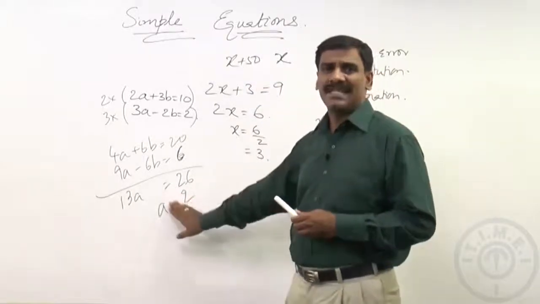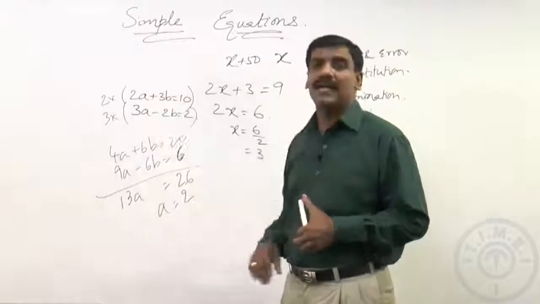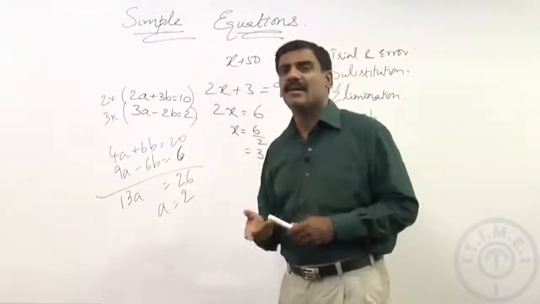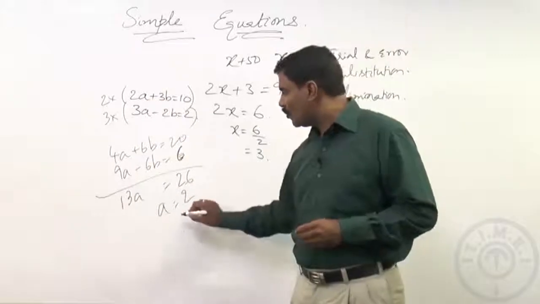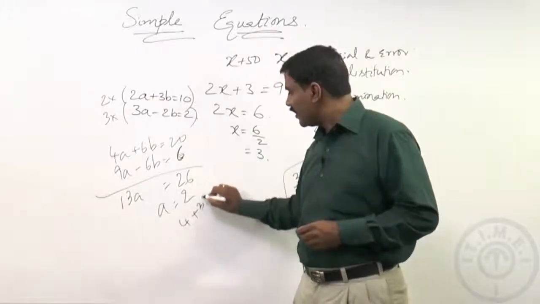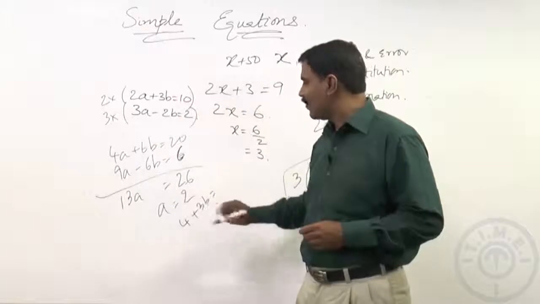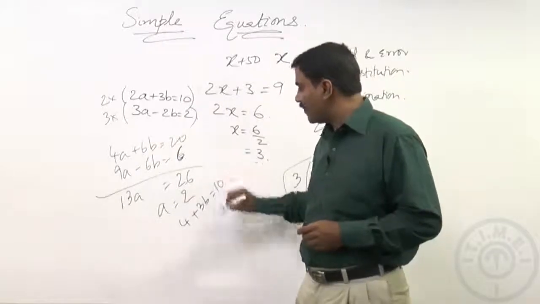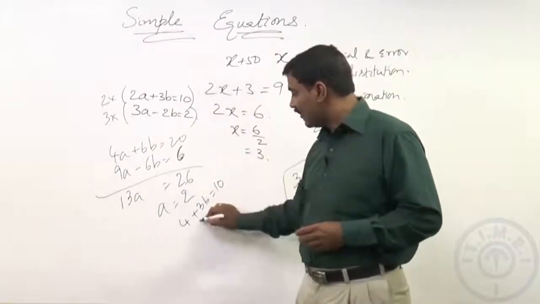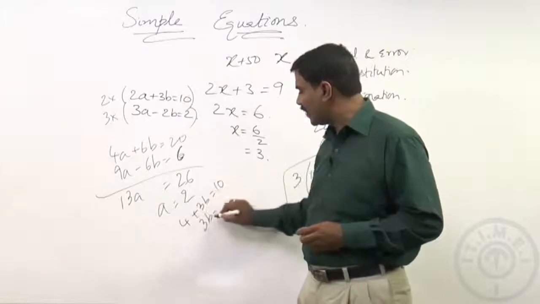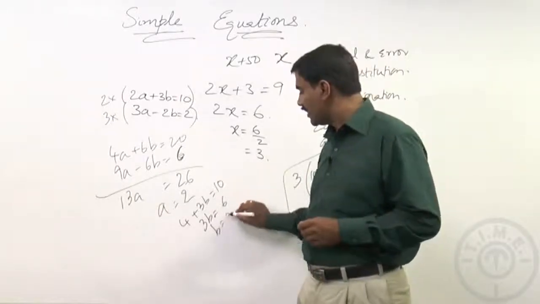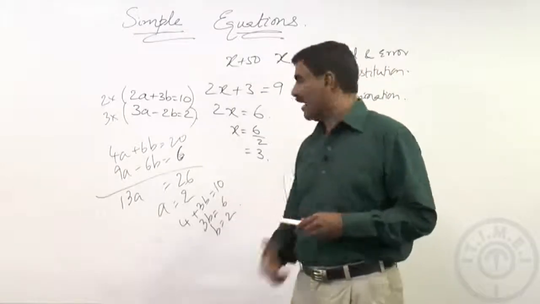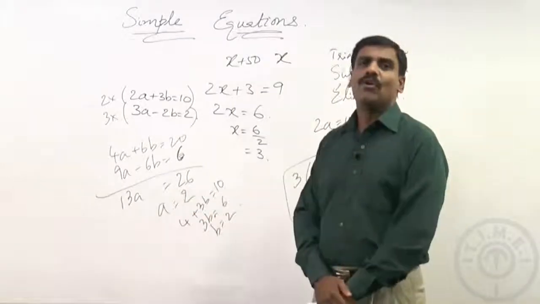Once we know how much a is, substituting that value in any of the given equations, we can find how much b is. Substituting a is equal to 2 here: 2 2's are 4 plus 3b is equal to 10. Bringing that 4 to the other side, 3b is equal to 10 minus 4, nothing but 6. Or in other words, b is equal to 6 by 3, which is 2. So the values of the variables a and b are nothing but 2 and 2.